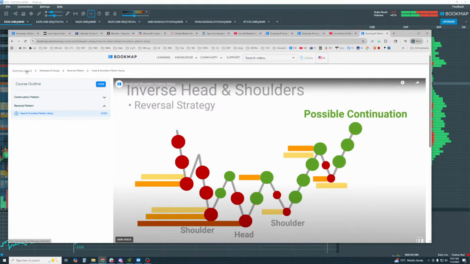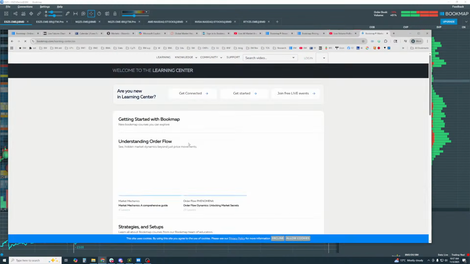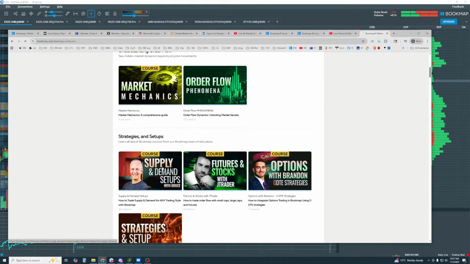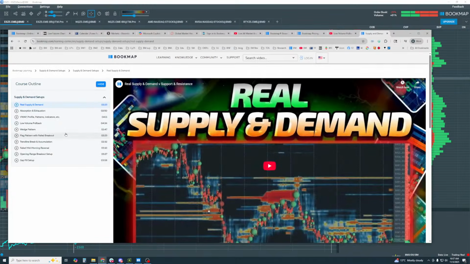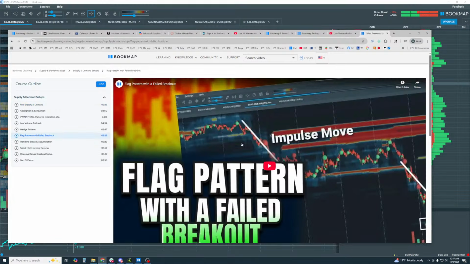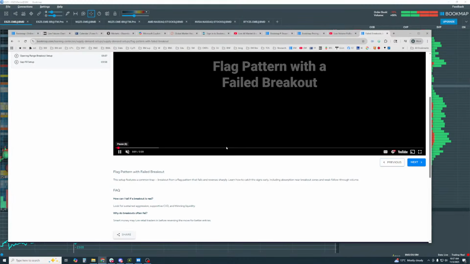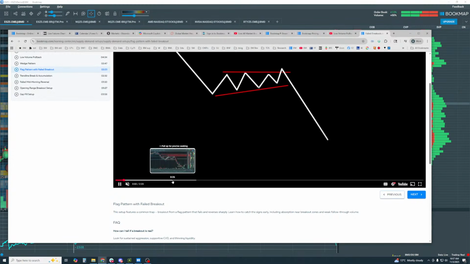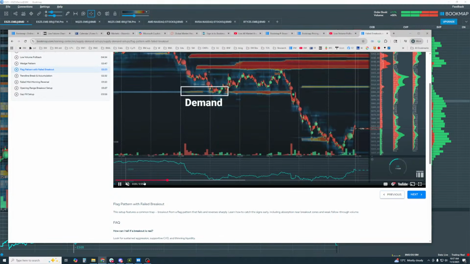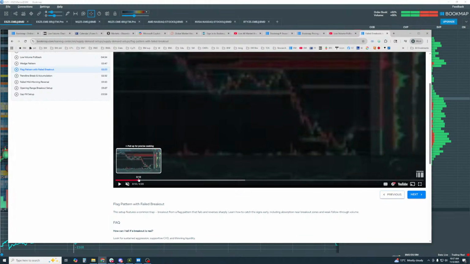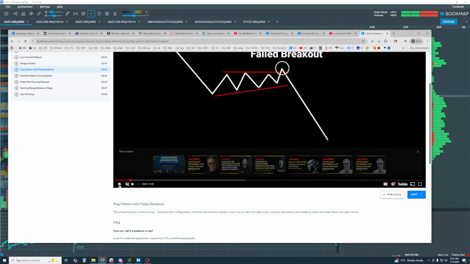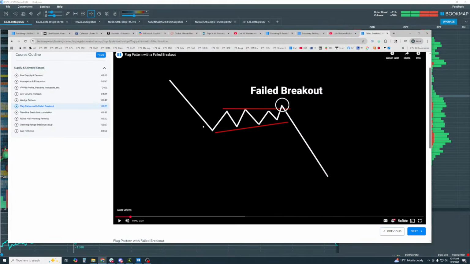So go back to the Learning Center, and we'll scroll down again, go to the supply and demand setups in here. And it is this failed flag. It's a great one. I love this pattern because you've already got the impulse move here, and then you got this chop, and then here's your breakout, and it fails, and then we get our continuation move.